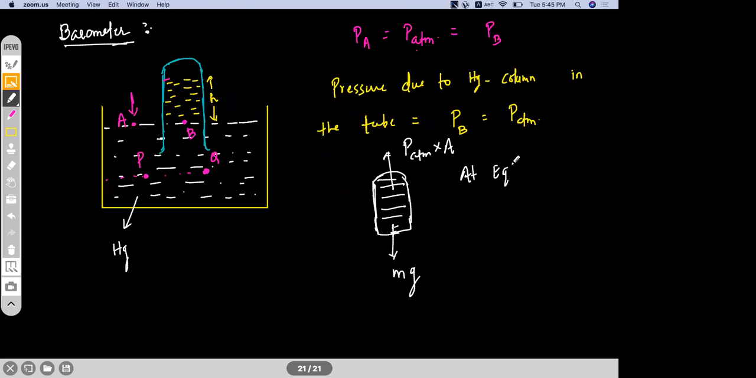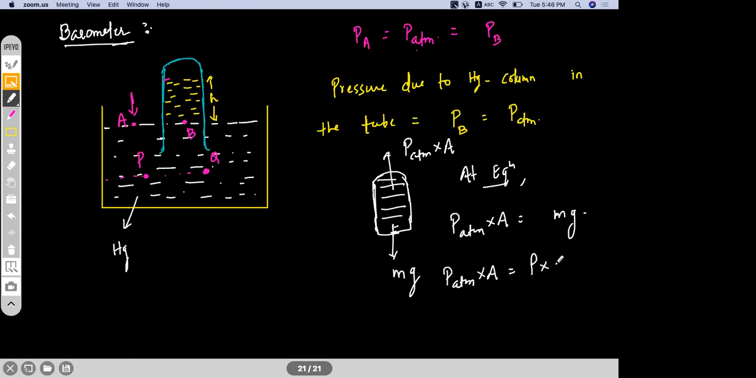At equilibrium, what can we write? We can write the force in the upward direction equals the force in the downward direction. M is the mass, g is the acceleration due to gravity. So P atmospheric into A equals the mass of the liquid, which we can take as density into volume, for Hg, into g. Any doubt here?